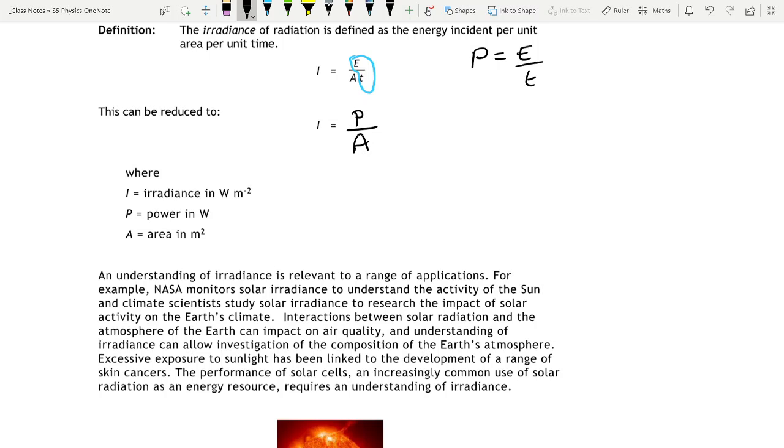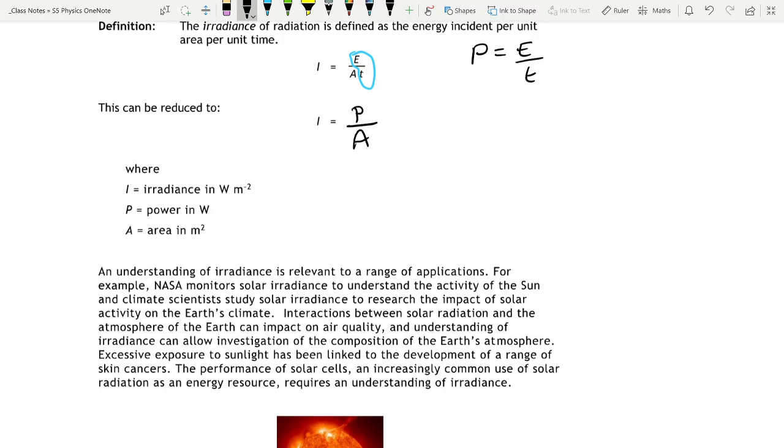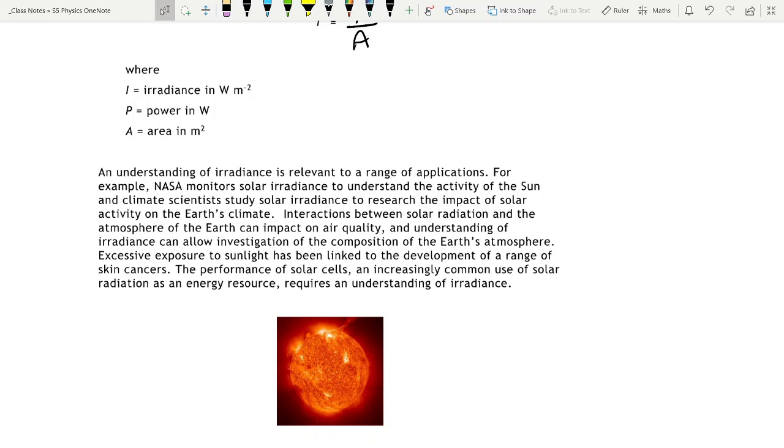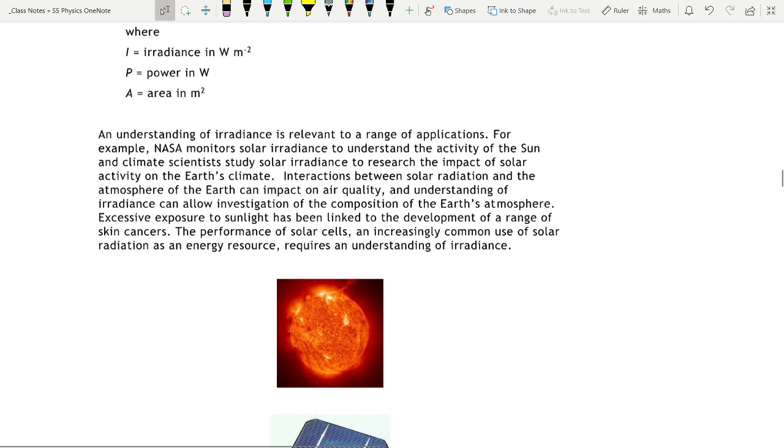Okay. So we're going to talk about irradiance in the various different applications. As I said, we will talk about lasers later on. But an understanding of irradiance is relevant to a range of applications. For example, NASA monitors solar irradiance to understand the activity of the sun, and climate scientists study solar irradiance to research the impact of solar activity on the Earth's climate.